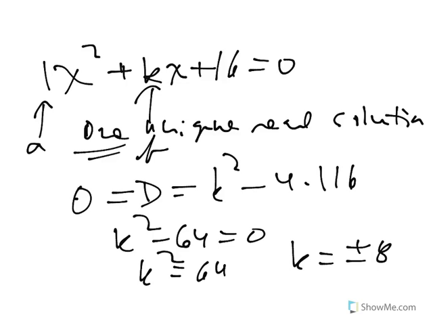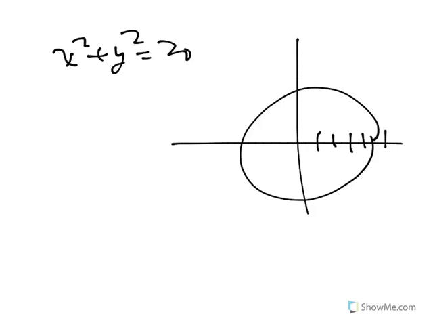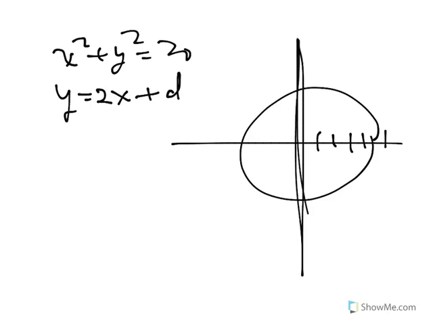This is going to become a practical question as we look at 2 questions involving circles, and here they are. Imagine I have the circle x squared plus y squared equals 20. That's a circle with center 0, 0, and a radius of square root of 20, which is between 4 and 5. And I have a line, I'll say y equals 2x, and I'm not going to tell you what the y-intercept is, I'll just say 2x plus d. So d, we don't know what it is, and we're going to solve for d.